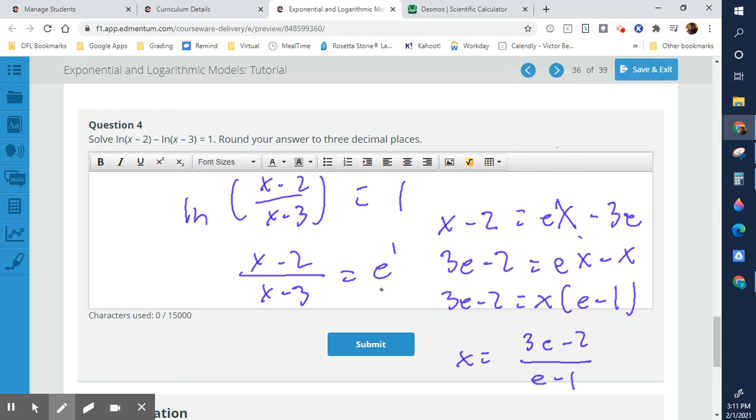I kind of glossed over this part, so if I lost you, please feel free to rewind. But I also forgot to write this part where it's e minus 2 equals e to the 1 x minus 3. That's probably going to help you understand it a little bit more because then you have to distribute. All right, so moving on.